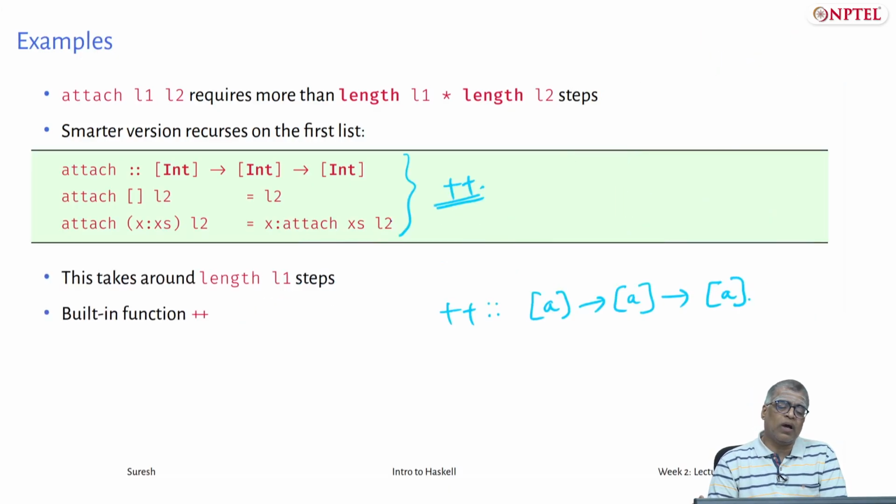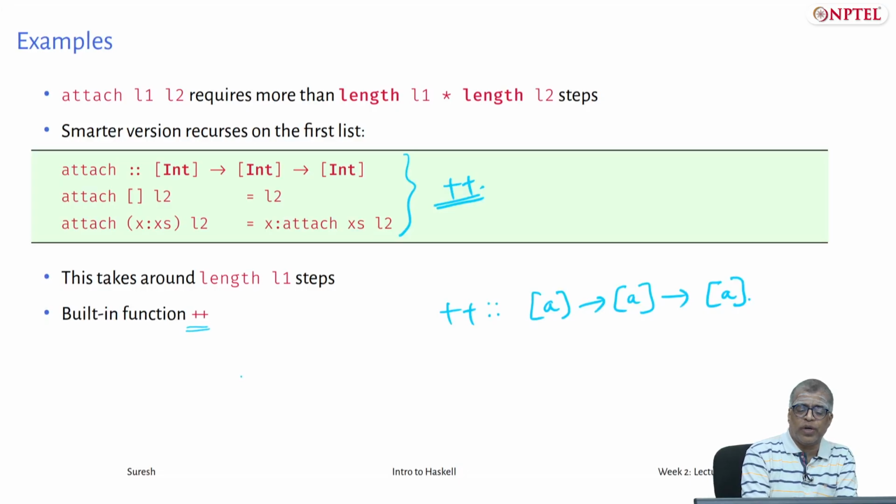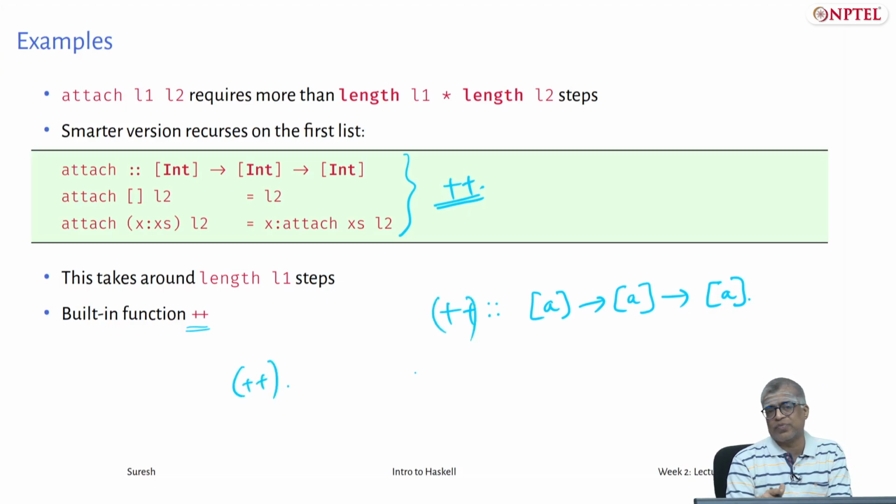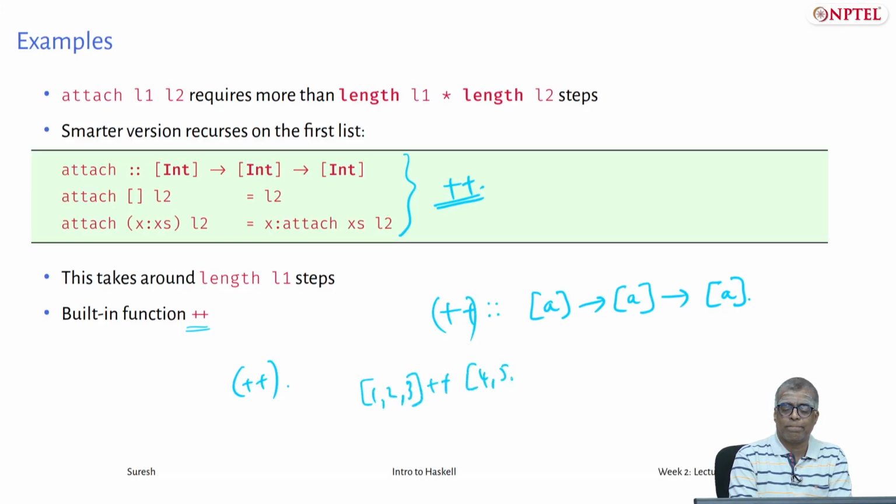Okay, and we saw this, and this version of attach is the built-in function plus plus. When I refer to it as a function, I should put it within parentheses, but when I use it as an operator, I will use plus plus without parentheses. So I can say [1, 2, 3] plus plus [4, 5, 6], and that will give me [1, 2, 3, 4, 5, 6].